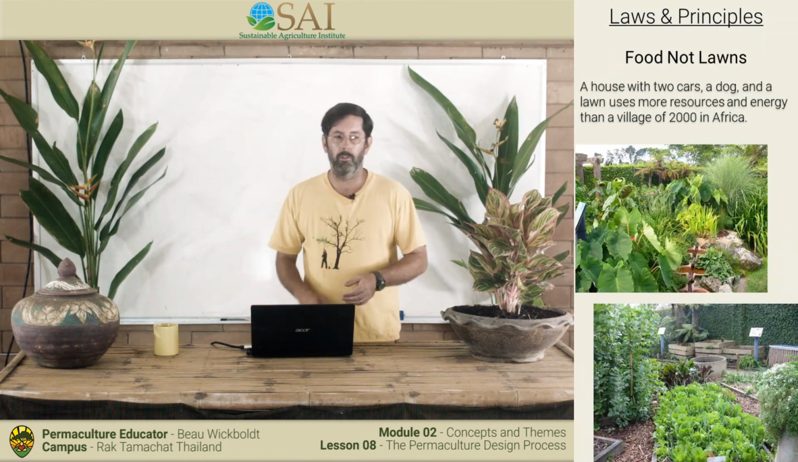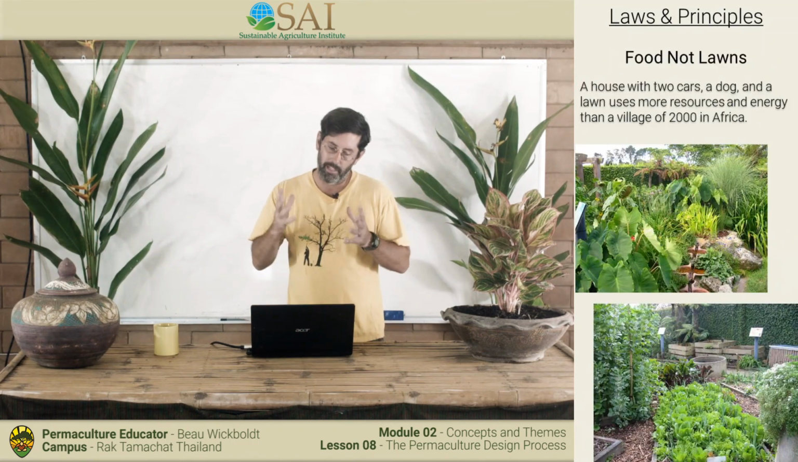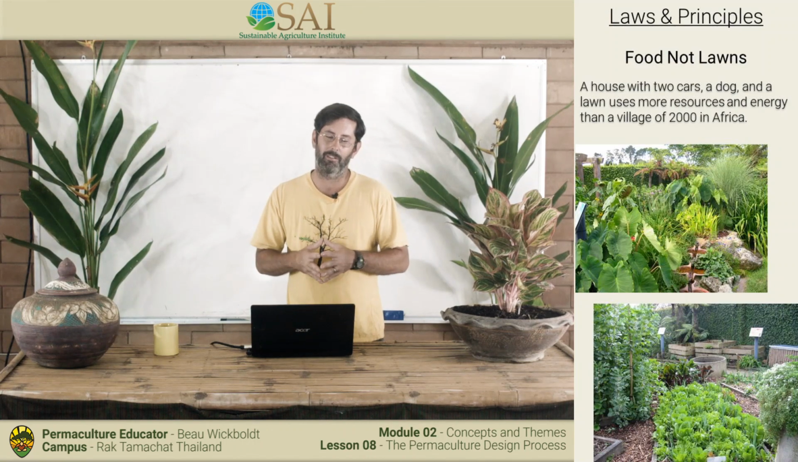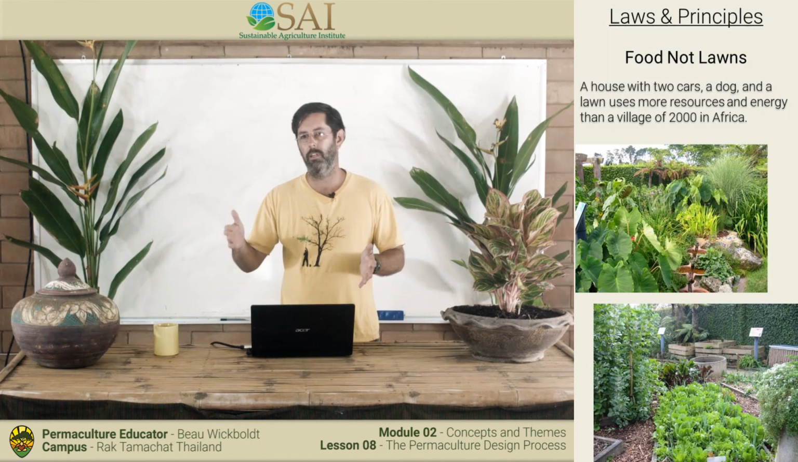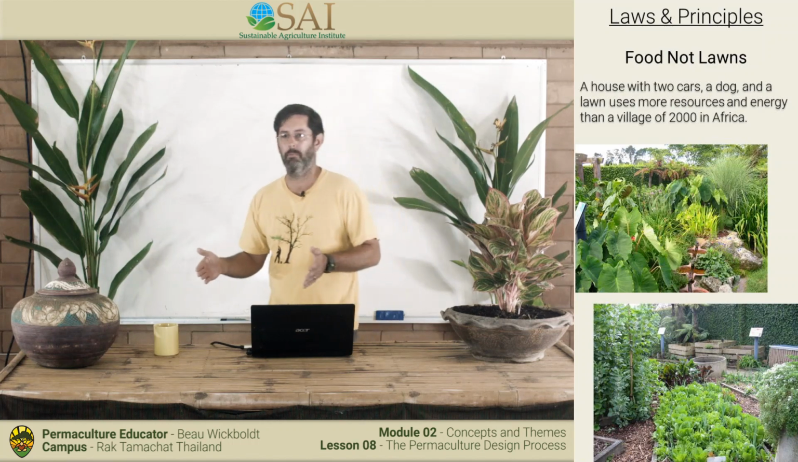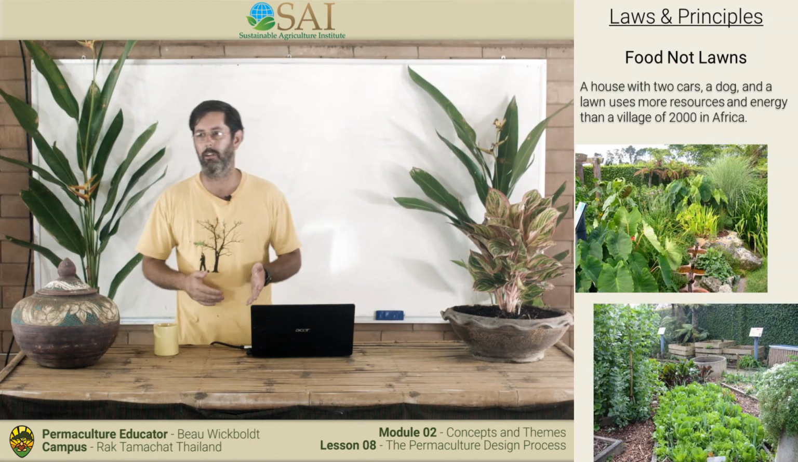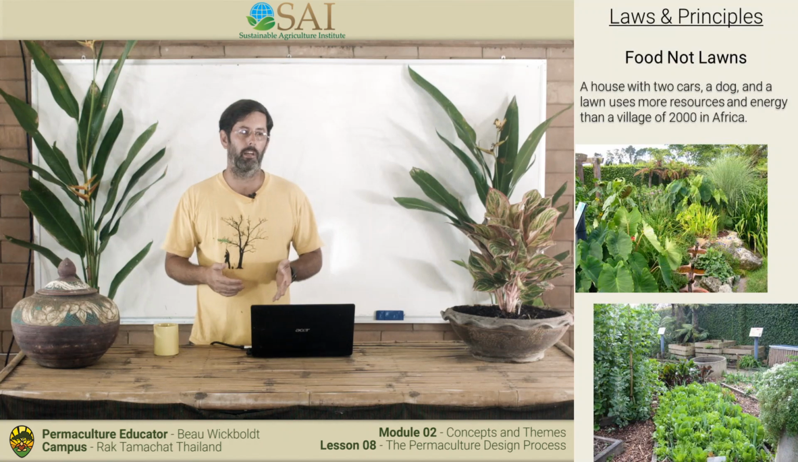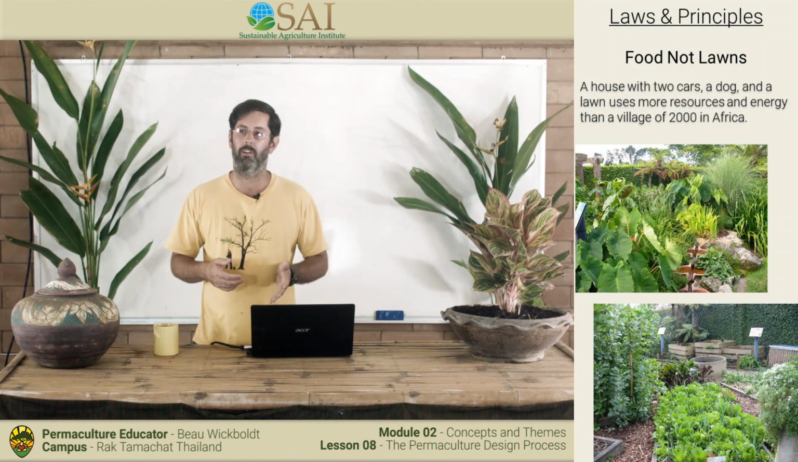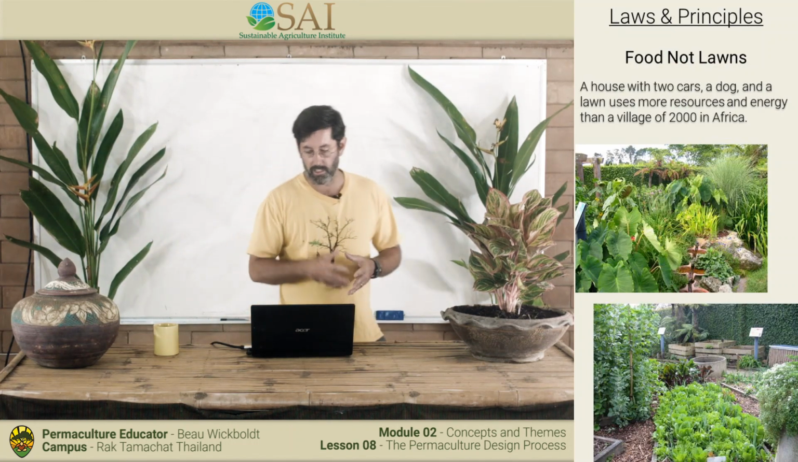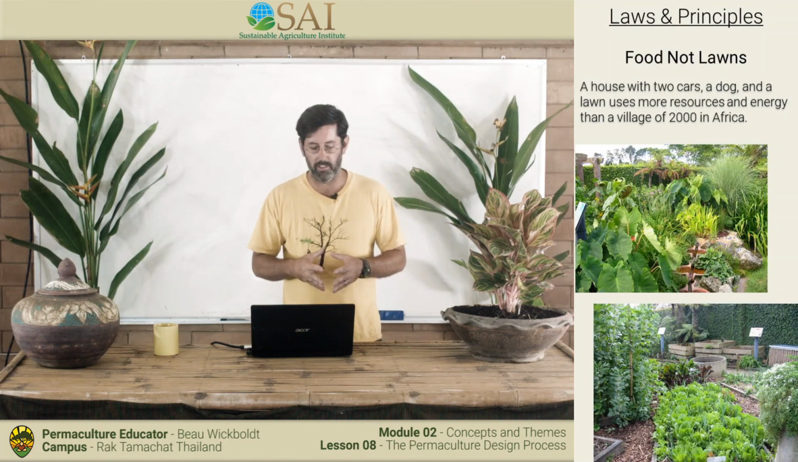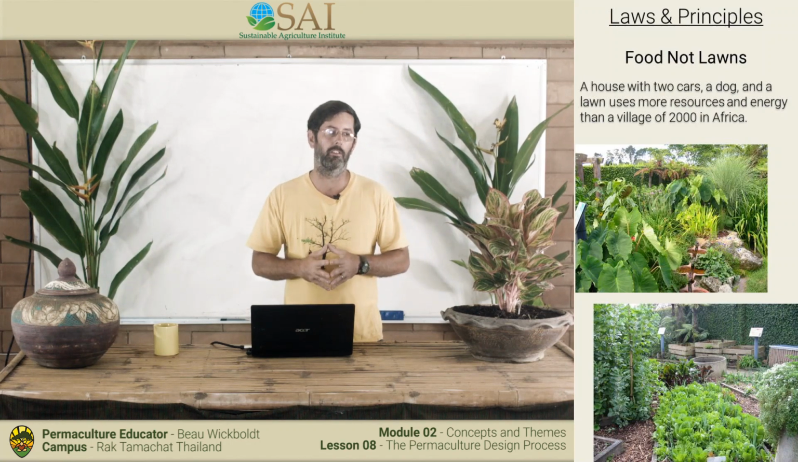Food, not lawns, guys. At the end of the day, in America, this is a really bad statistic, but it's all over the Western world. Americans don't really live any more extravagantly than anyone in Europe, nor anyone in England, nor anyone in Australia, guys. I've been to all the countries. I can tell you it's pretty much the same. We got cars, we got houses. And if you're in a temperate climate, you use a lot more energy because you live in a place that has to be heated because most of the houses are poor and require lots of energy. A house with 2 cars, a dog, and a lawn uses more resources and energy than a village of 2,000 in Africa.